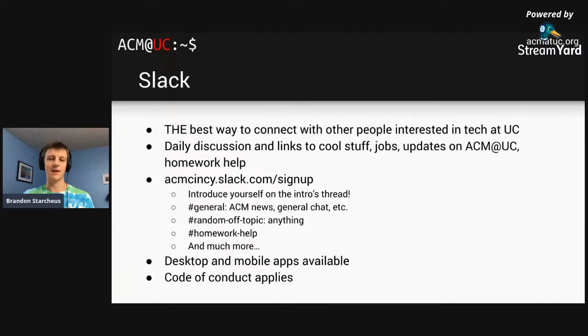acmcincy.slack.com/signup, and introduce yourself, get acquainted with the different channels and conversations that are going on. And yeah, there's desktop and mobile apps. And our code of conduct that I mentioned earlier also applies there, a safe environment for everyone.